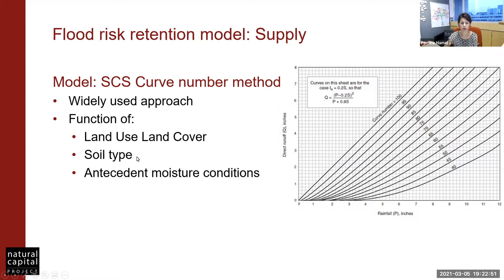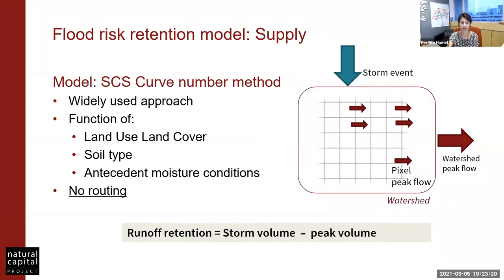So to summarize, it's mainly the land use and cover, which is one of the inputs, and the soil type, which is also a model input provided as a raster. So the model will use these curves to calculate the runoff generated on each pixel over the landscape. And the next step is simply to aggregate. So for each pixel, this peak flow, or essentially the runoff generated by the storm event, is calculated. And these individual pixel runoffs are summed up to contribute to the watershed runoff.